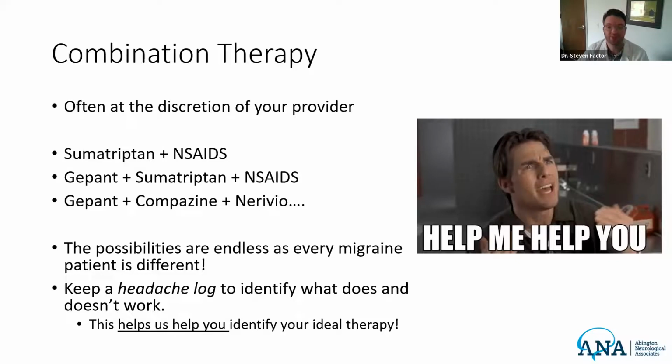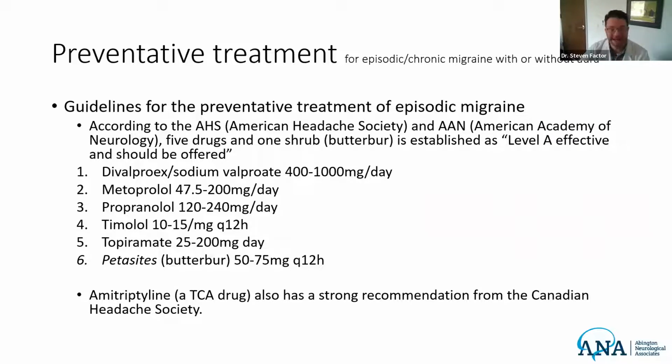Combination therapy. This really kind of harkens back to the initial notion that every patient is different. The more we see you, the more follow-ups that we have with you, the better we learn about you as a patient. And the better our discretion in treating you is, whether it's a triptan plus NSAIDs to abort your migraines, a gepant plus a sumatriptan, maybe adding an anti-emetic or anti-nausea agent and adding on that drug-free wearable device to abort your migraines. Possibilities are endless. The more information you give us, maybe with the addition of a headache log, will help us help you identify your ideal therapy.